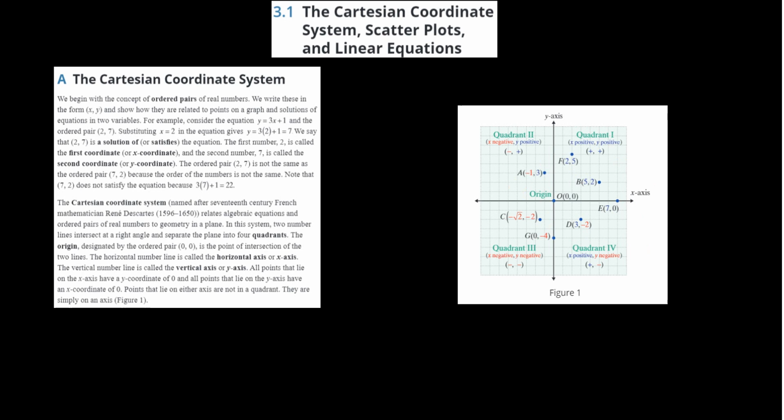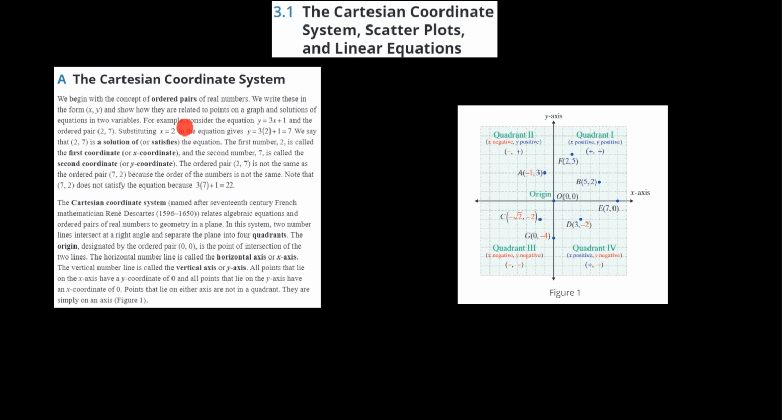All right, so let's start off with the concept of an ordered pair. Ordered pairs are written in the form x, y, where x is some number and y is just some number. The x is going to correspond with how far left or right I travel on the horizontal line, and y is going to indicate how far I go down or up on the y-axis.